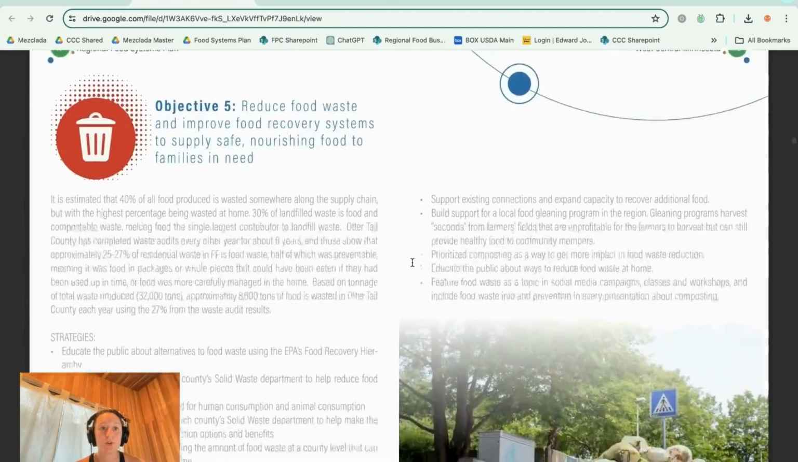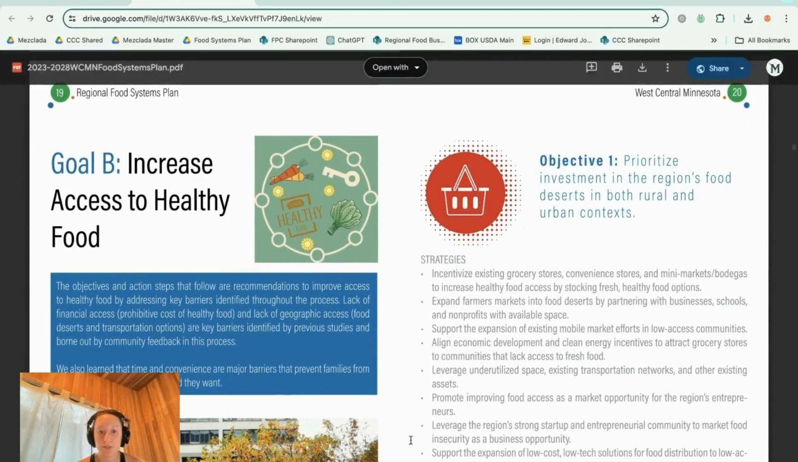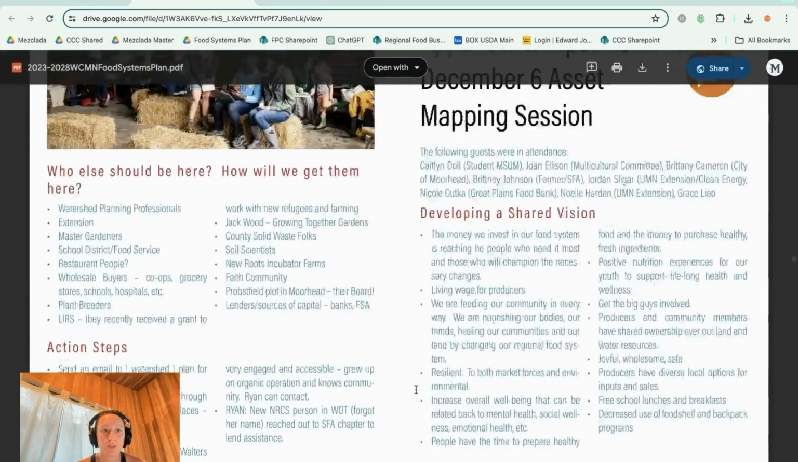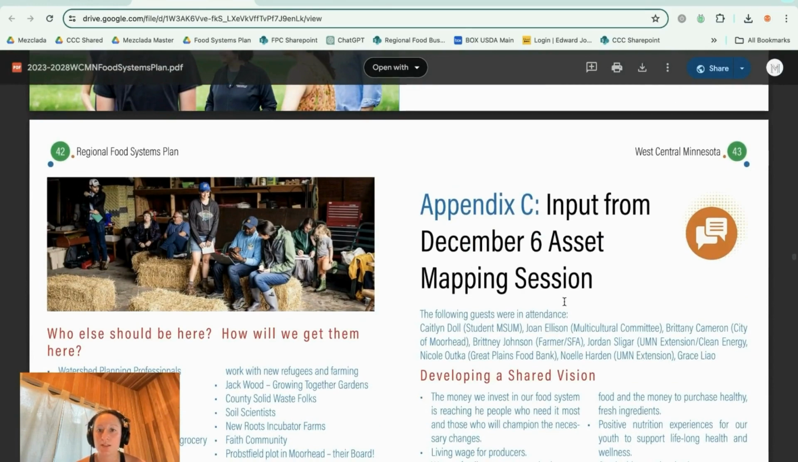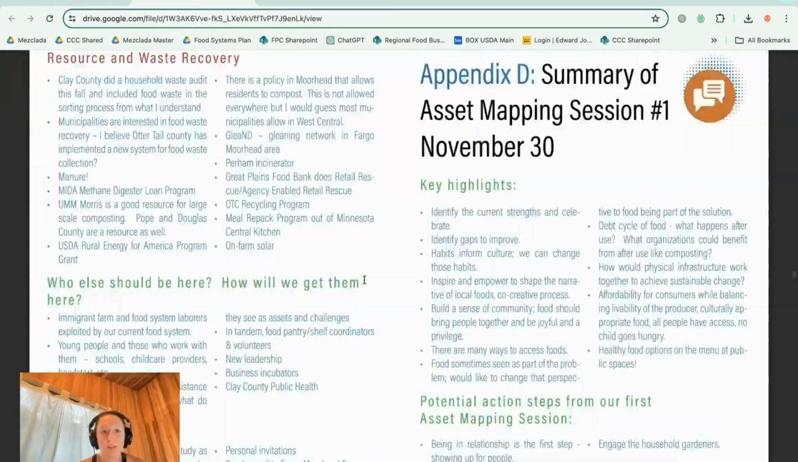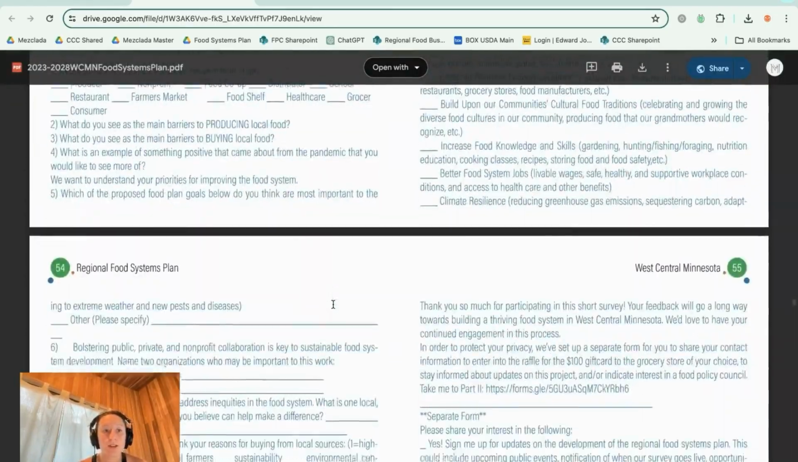So there's different goals, different strategies, different objectives. And what's kind of interesting is that when you go to the appendices, for example, because the actual content of the document isn't that much. But where it gets really interesting is when we start digging into some of these asset mapping sessions and seeing specifically who are the movers and shakers within the region, what did they say is needed. We summarized a lot of that information.